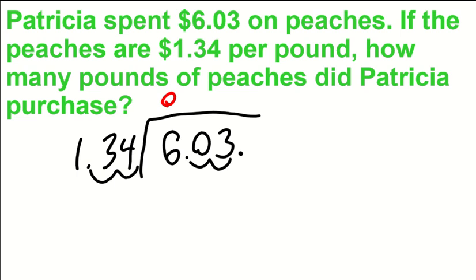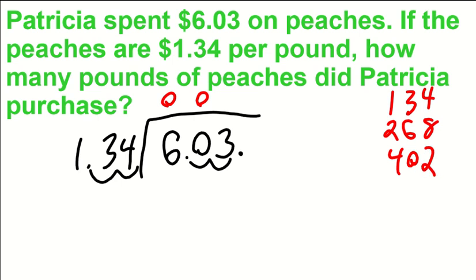134 doesn't go into 6, doesn't go into 60. It goes into 603 though. Well, if you're not sure, and most of you probably aren't sure right away, you can make your list. As we've done before, just start with whatever you're dividing by. In this case it is 134, and just keep adding on 134. Or if you'd rather, you can do 134 times 2 times 3.